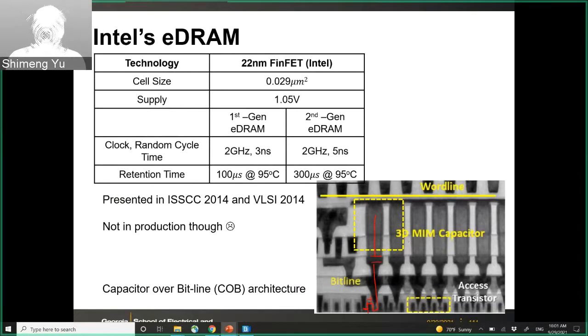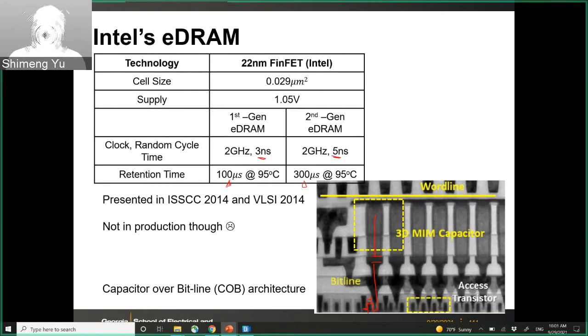And here are some specs for Intel's eDRAM. It can achieve like 3 nanosecond to 5 nanosecond readout speed, and the retention time is hundreds of microseconds. This is still much shorter than the standalone DRAM data retention time, because here, again, you use a logic transistor as an access transistor, so the data retention will be worse.